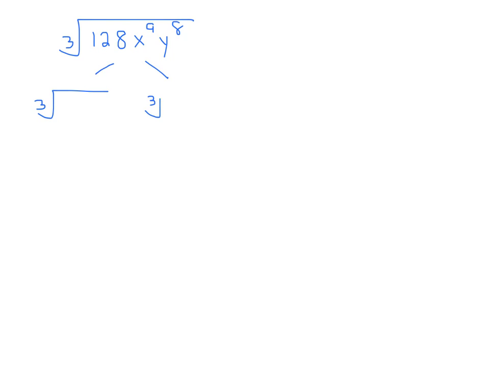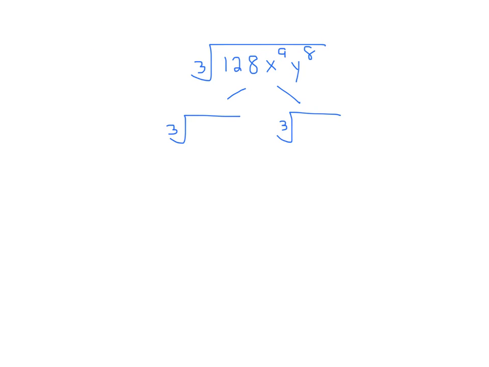Okay, so let's try an example where we have non-perfect cubes under the radical. So let's say we have the cube root of 128 x to the 9th y to the 8th. Okay, so what we're going to do here is the same thing we did with the square roots. We want to break this up into two separate radicals. So we're going to have our perfect cube radical here and our non-perfect cube radical here.